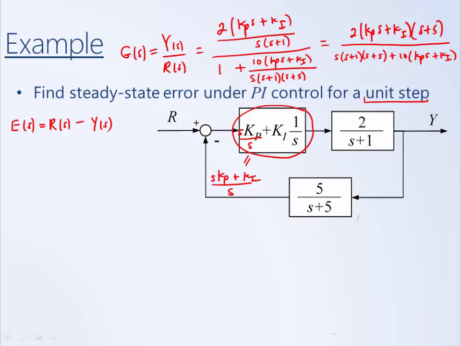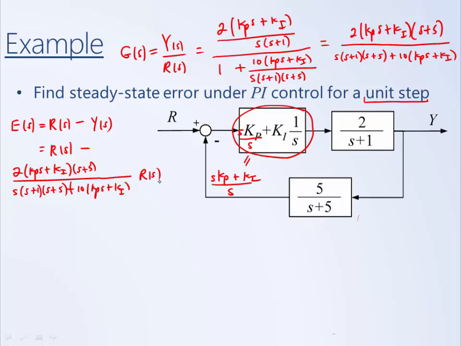We can then use this to substitute in for Y of S, where Y of S is simply the closed loop transfer function times the input R of S. So substituting in, we have R of S minus Y of S, where Y of S again is equal to that whole big transfer function up there, which is multiplied by R of S. So that gives us our expression for E of S.